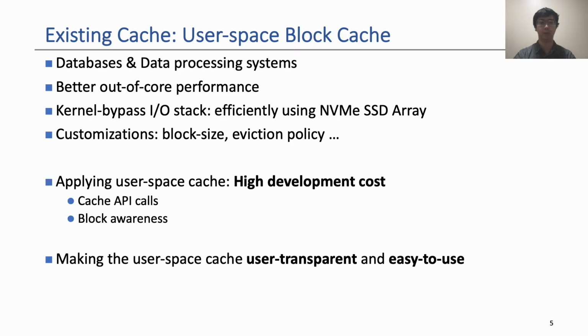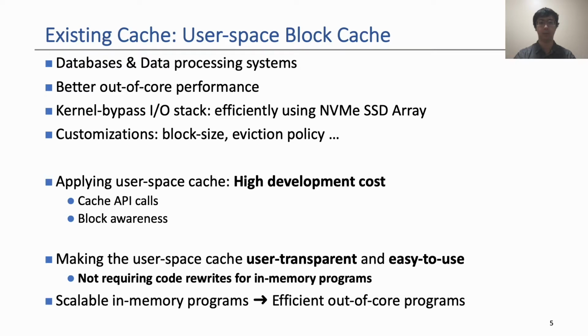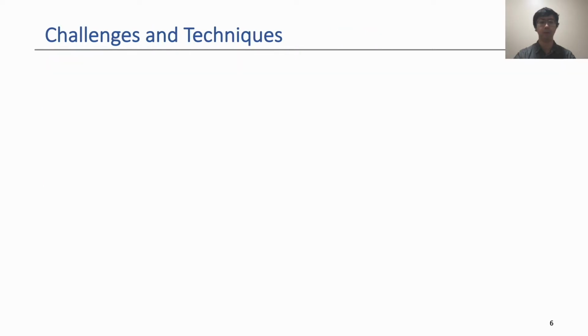So we wonder if we could make the user space cache easy to use and not require code rewrites, like the OS page cache. This is the goal of TriCache, and if it succeeds, existing scalable in-memory programs can be extended to be efficient out-of-core programs. There are several challenges to be addressed.